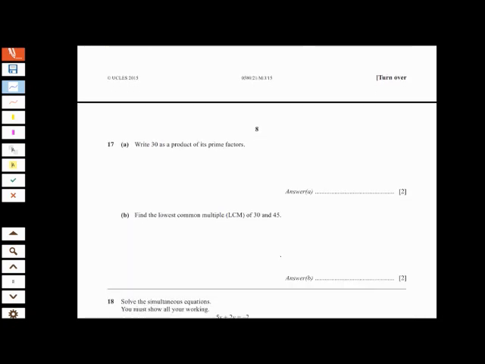Alright, write 30 as a product of its prime factors. But let's first find the factors of 30, which is 1, 2, 3, 5, 6, 10, and 30. And from these, pick the prime numbers, which is 2, 3, and 5. So 2 times 3 times 5 equals 30. That's the 30 as a product of its prime factors.